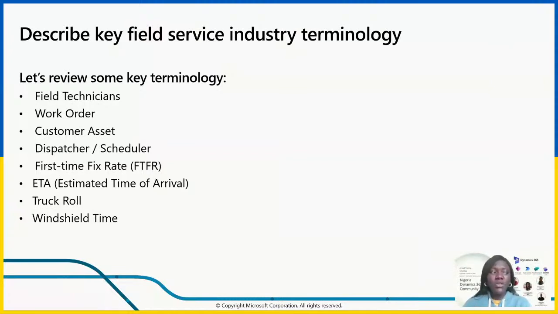Now, when we talk about work orders, this specifies the work that needs to be done by the field technician. A work order includes the customer details, the service location, appointment time, and customer assets that are being serviced, if applicable. So the work order is given to the field technician, and the field technician understands, okay, this is where I need to go, this is what I need to do while I'm here, this is the time I need to get there.